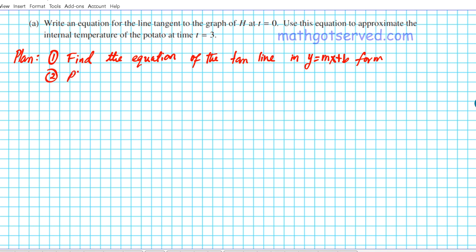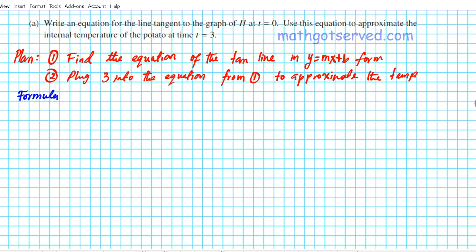Alright, so for part 2, we're going to plug 3 into the equation from 1 to approximate the temperature. Alrighty. Okay, so now let's go ahead and write down the relevant formulas that will guide our problem solving process in this example.